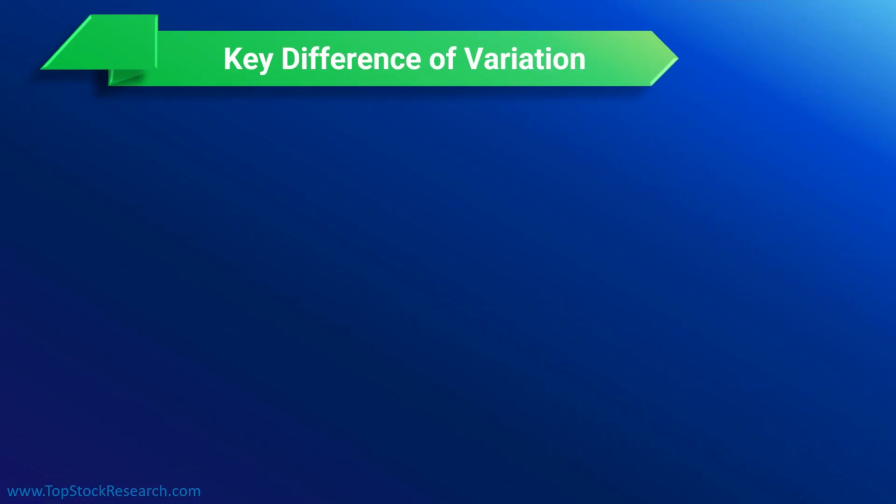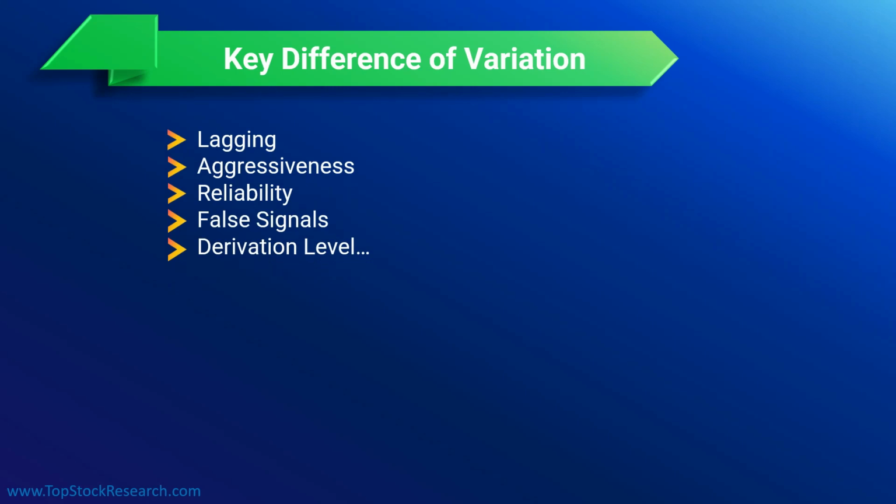So why would you use different variations of RSI, or maybe different overbought and oversold indicators? Because of these things: how much that particular indicator is lagging vis-a-vis price, and what your aggressiveness is.